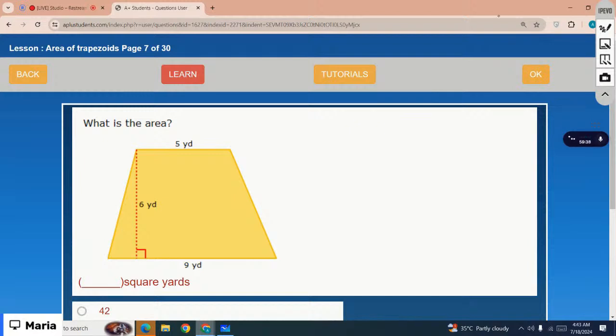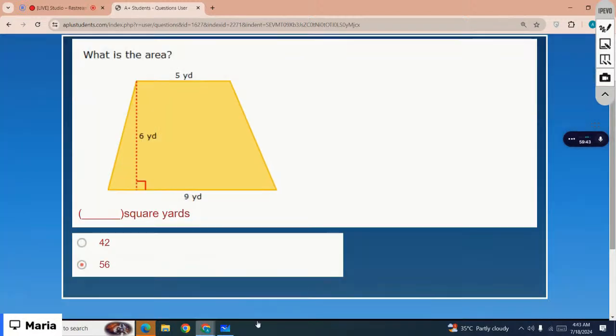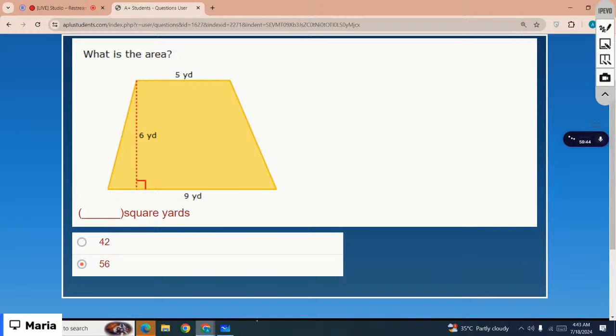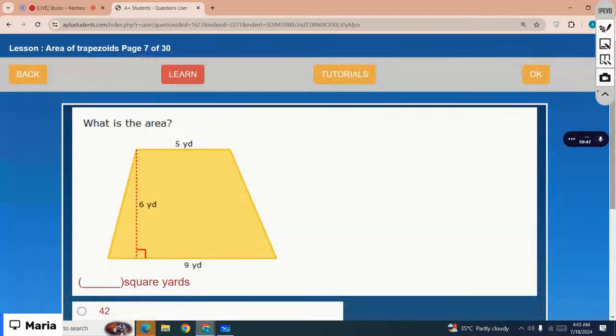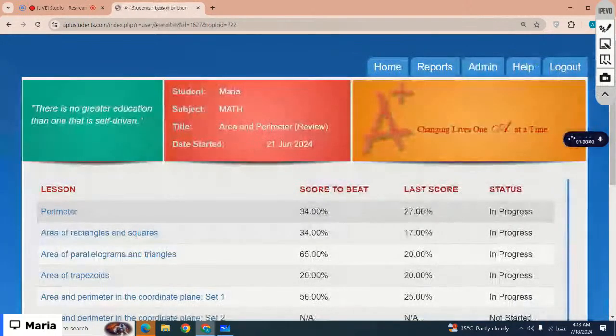The correct option is option number two, right? Okay, you can complete the lesson by yourself later today. We'll be working on that. The chapter we're working on is area and perimeter.